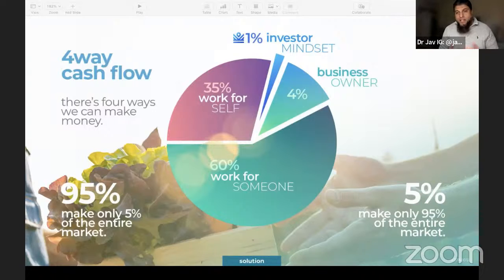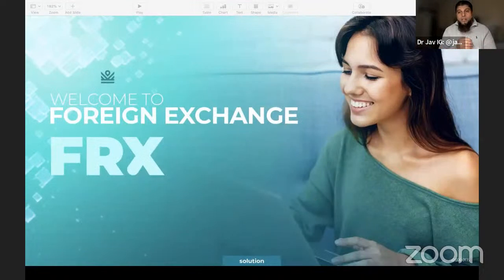Basically, the cash flow quadrant teaches us that 95% of the world population is broke. If you want to be financially free, you have to be that 5%. You have to be the investors and the business owners. Now, luckily for us as traders, we are that 5%, and we can teach you and show you how to become that 5% as well.